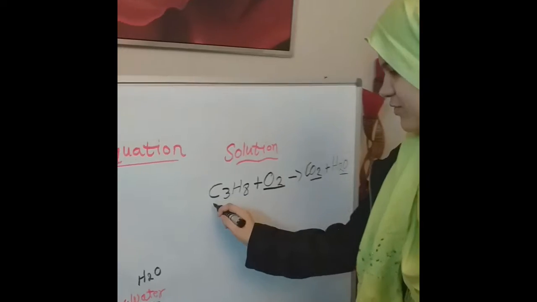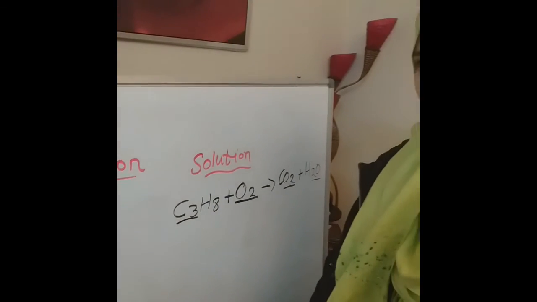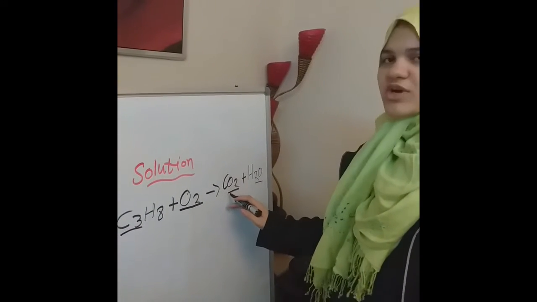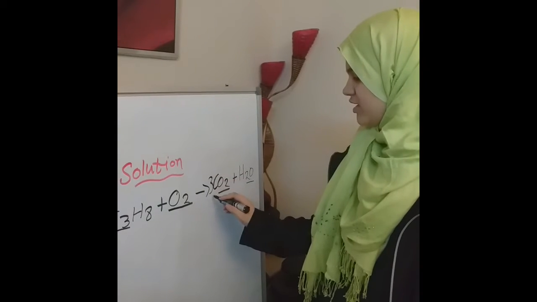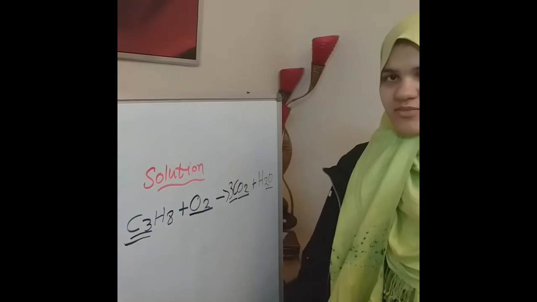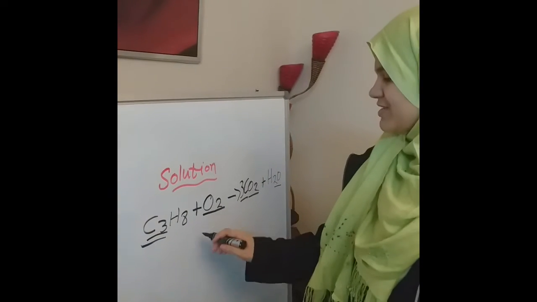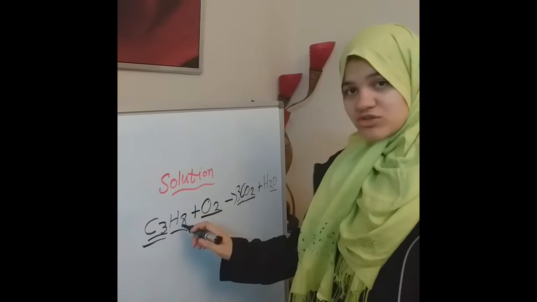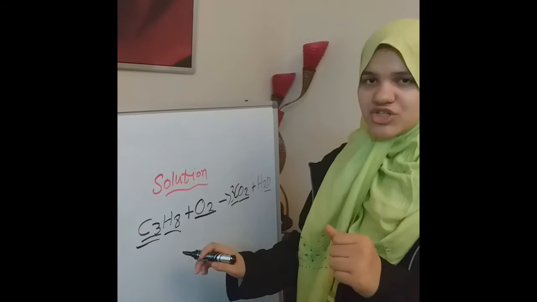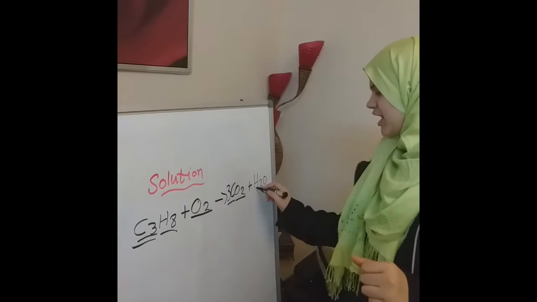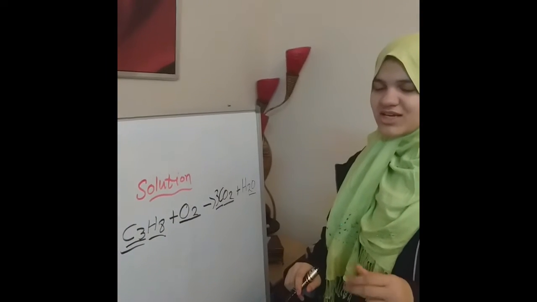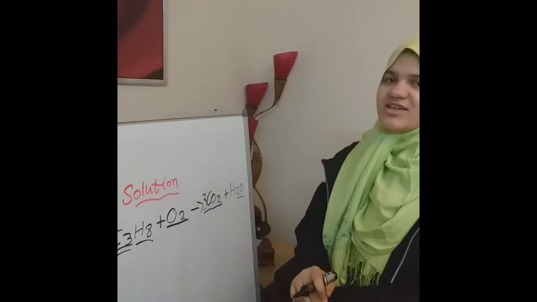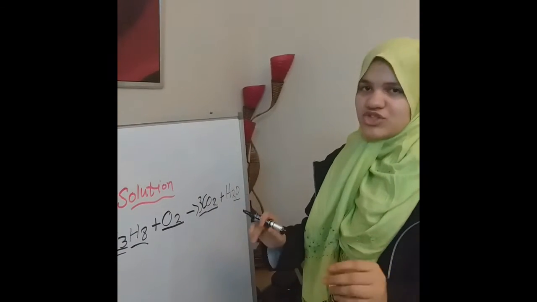The first thing, we know that for carbon there is C3. That means 3 atoms of carbon. But here there is only one atom of carbon. We will add 3 here to be balanced with C3. After that, let us balance the hydrogen, which is 8 atoms of hydrogen. Here it's only 2 atoms of hydrogen. We will put 4 because 2 times 4 is equal to 8. That way we balanced the hydrogen.